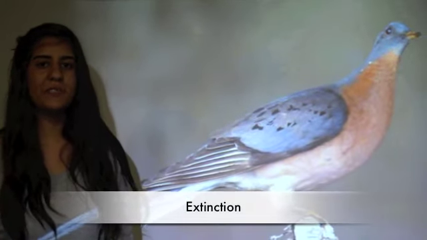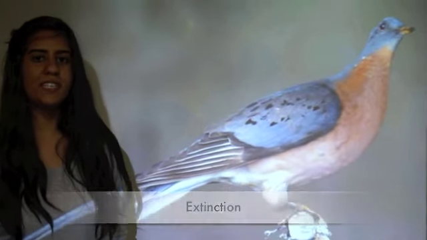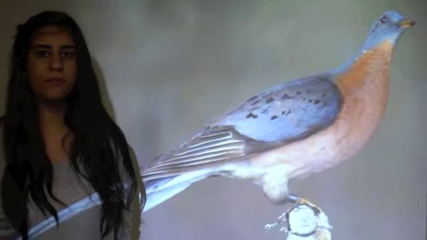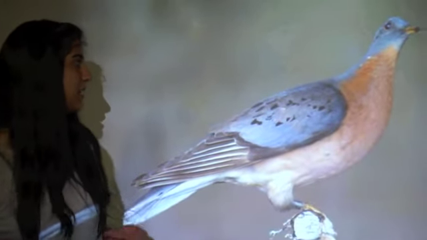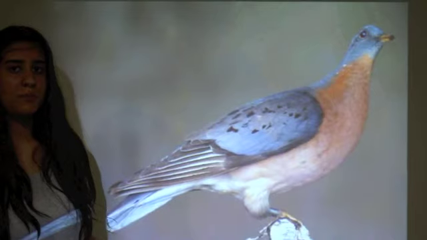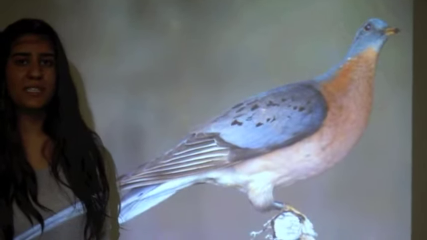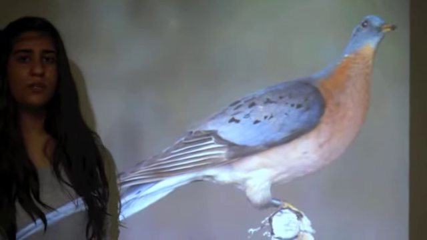Extinction is the dying out of a species. A species becomes extinct when their numbers are reduced to zero. An example of extinction is the passenger pigeon, which was brought to extinction by North American settlers who hunted it down for food to the point of extinction.